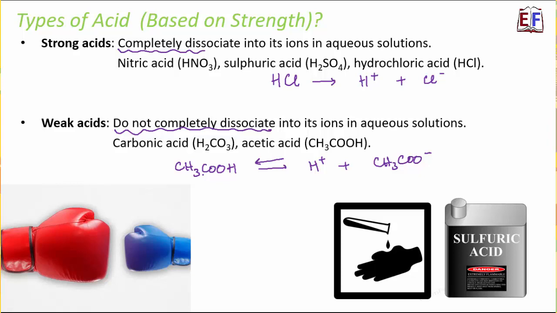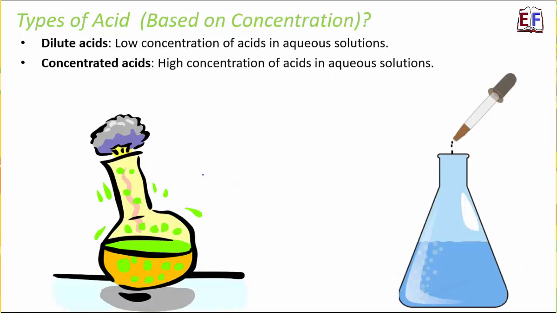So that's the major difference between strong acids and weak acids. Dilute and concentrated acids. Dilute means low concentration of acid in aqueous solution. Just to remember what is dilute and which one is concentrated: dilute means when you add a lot of water to anything. You would have heard your mother or grandmother scold the milkman for diluting the milk with a lot of water. So when you mix a lot of water into something, that becomes the dilute version.